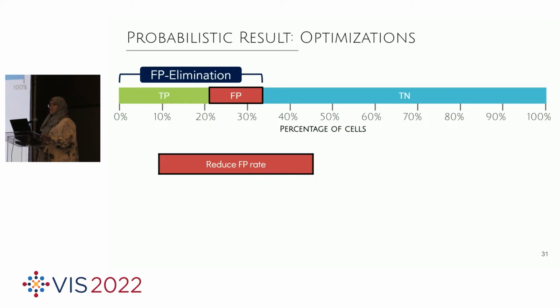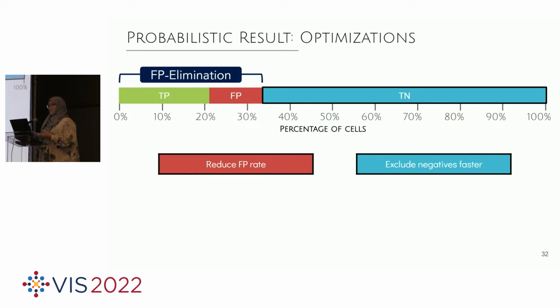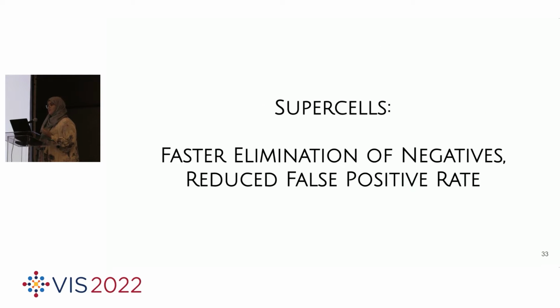The first one is to actually reduce the number of false positives that we are having, and also to exclude the true negatives without testing all of them against the Bloom filter. And we managed to get both of these optimizations by introducing one single idea that we called supercells. So what are these supercells?